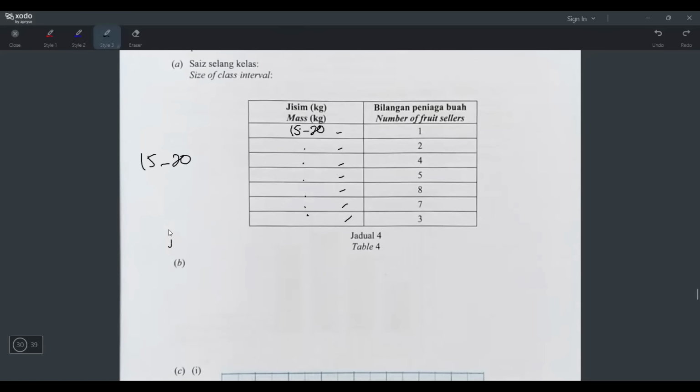Okay? So you can use your finger to count it 1, 2, 3, 4, 5, like this. So 15, 16, 17, 18, 19, 20. You see? The size of class is not 5, it's 6. Okay? That is why you have to do until 19. If you want the size of class to be 5, it has to be until 19. Yeah, 15 to 19, the size is 5.